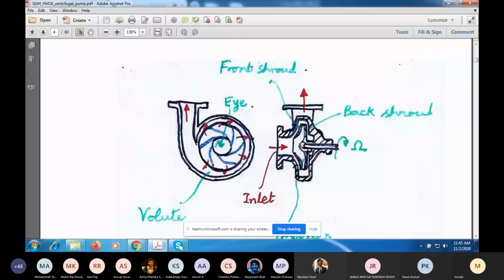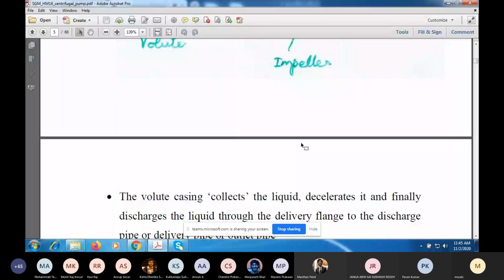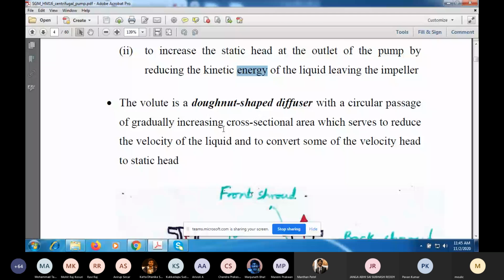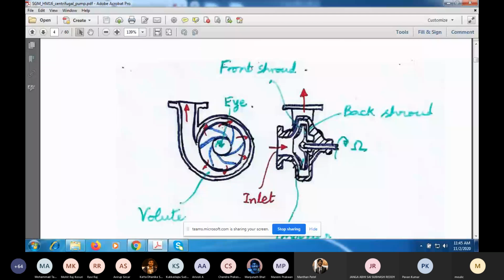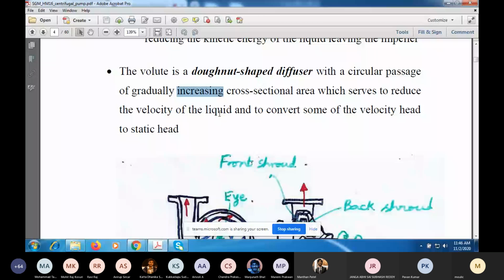So the volute is a circular passage of increasing cross-sectional area. So as you go in the tangential direction, that is the direction of the flow in the volute, the area increases, so velocity will decrease, so kinetic energy decreases and pressure will increase. So it serves to reduce the velocity of the liquid and convert some of the velocity head to pressure head or static head.